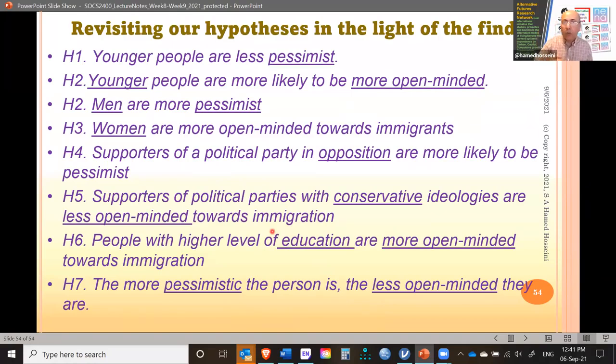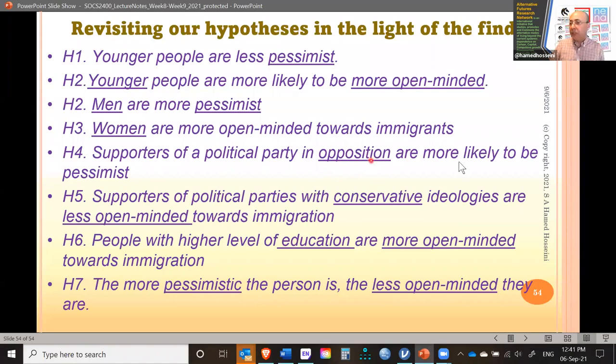So now I get back to the hypotheses we had. We saw younger people are less pessimistic, and it was significant, right? We saw that younger people were more open-minded, and it was statistically significant, pretty strong. You remember that? We saw men were more pessimistic. So you can see hypothesis 1 proved right, hypothesis 2 proved right, the other hypothesis 2 proved right. Hypothesis number 3, women are more open-minded towards immigrants. That proved to be the case.